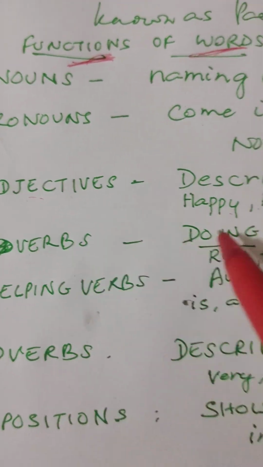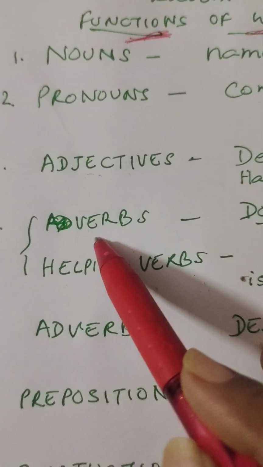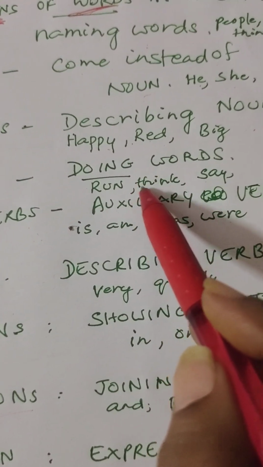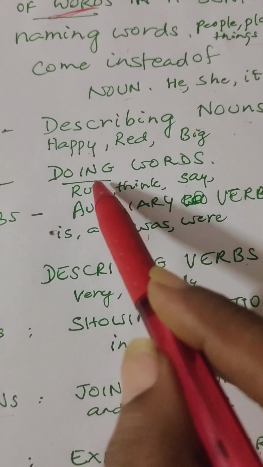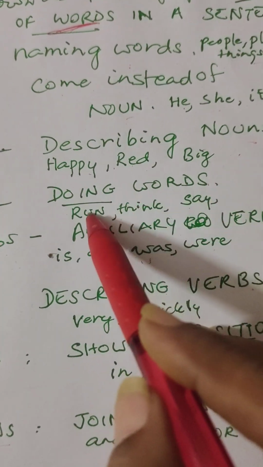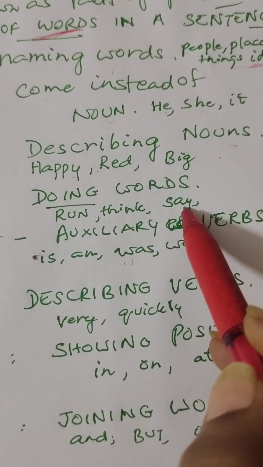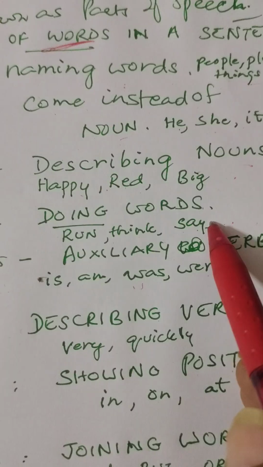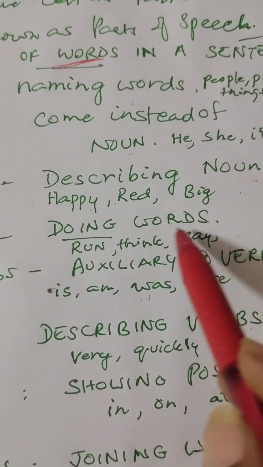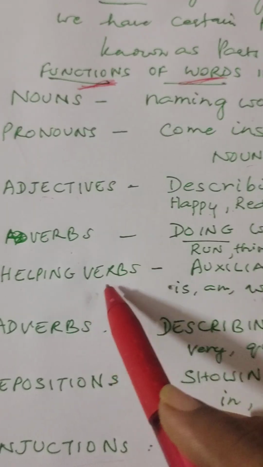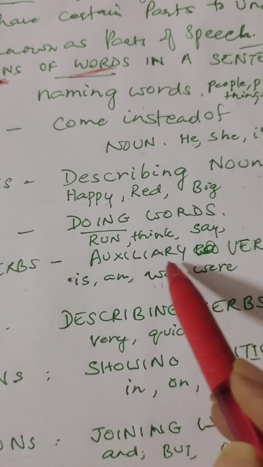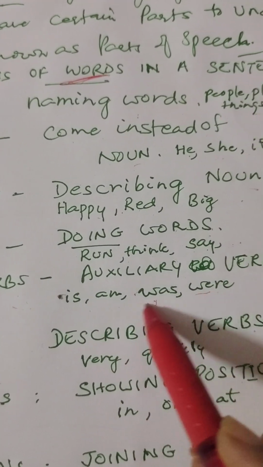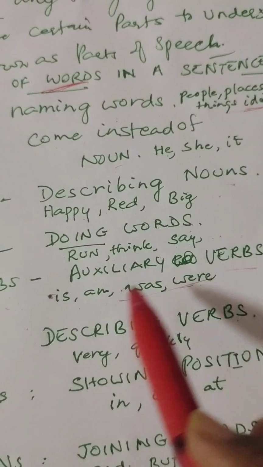Then we have verbs. So these are doing words. Whatever the action is, the action words, doing words. You can be running, thinking, saying something, doing something, swimming, singing, whatever. They show action. And we have what are known as helping words, which show the time of the action or the gender of the action, for example, is, am, was, were, etc. So these are auxiliary verbs, very important.